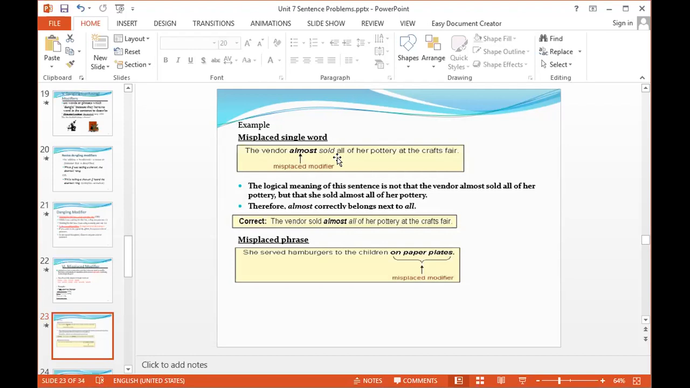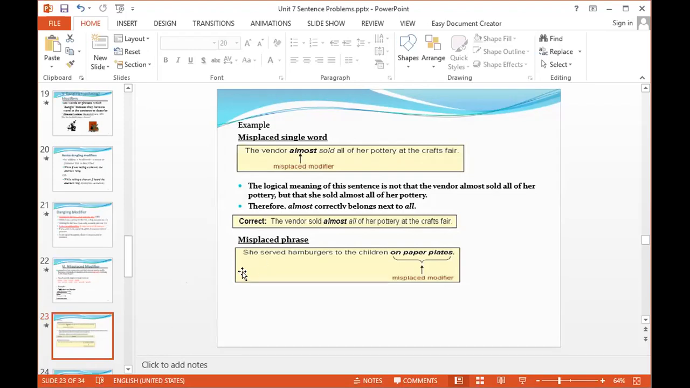You know, that is a misplaced modifier, okay? So you put it in the wrong place. That's why we call it a misplaced modifier.